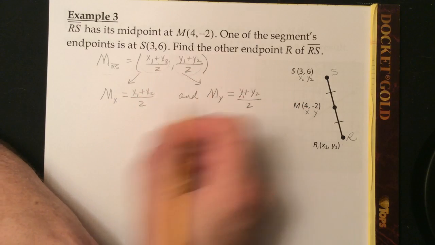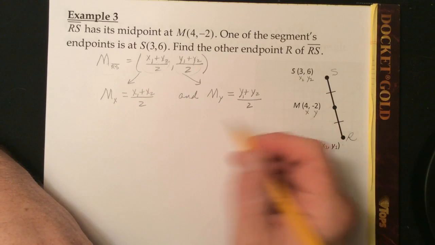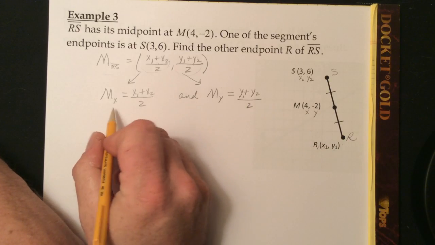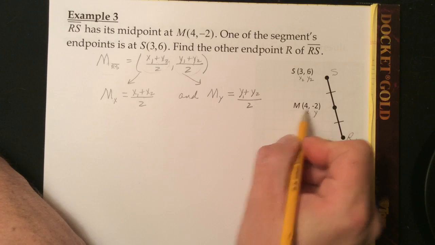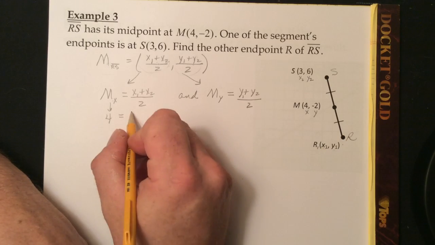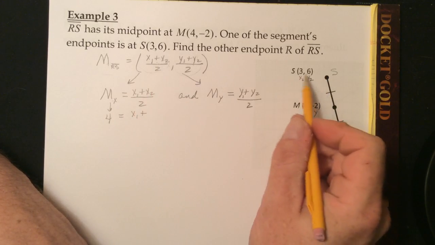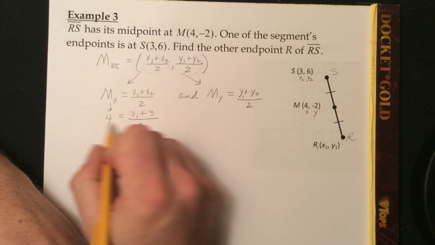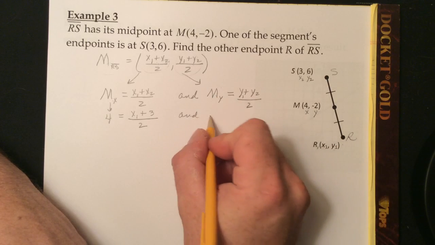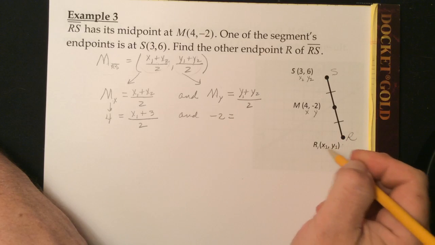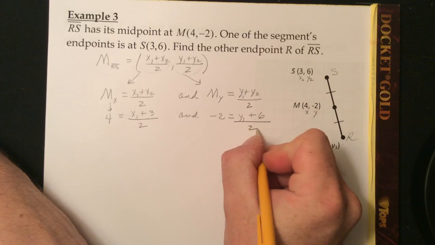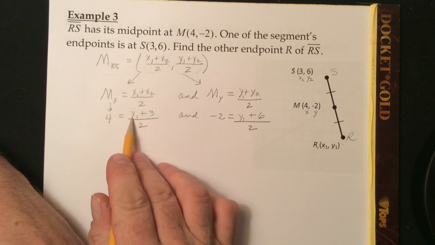Now, once we've done the split off here, we can start substituting in values, and we're going to end up finding the x-coordinate and the y-coordinate of R. So, the x-coordinate of the midpoint is 4. We substitute that in. That equals x1, which we are looking for, plus x2, which is 3, over 2. So we have this equation. And the y-coordinate of the midpoint is negative 2, and that equals y1, which we're looking for, plus y2, which is 6, over 2.